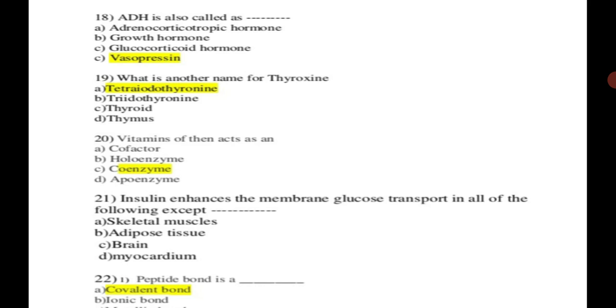Then question number 19: what is another name for thyroxine? It is also called tetraiodothyronine.